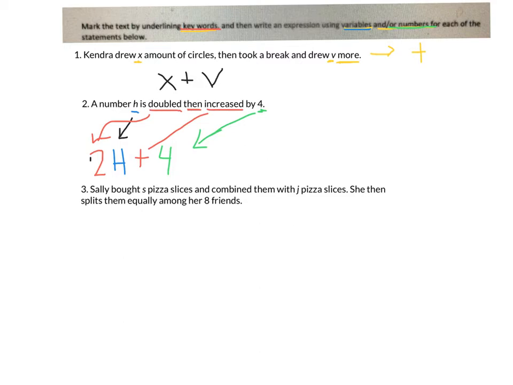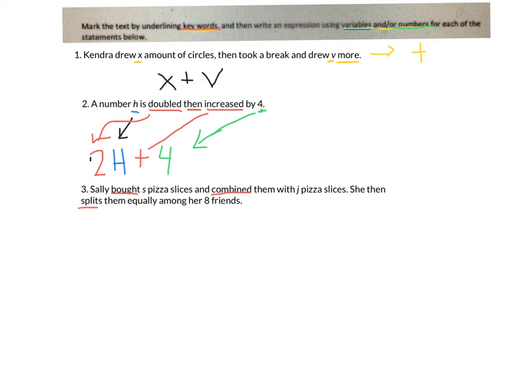So we'll start off with the keywords. So Sally bought S pizza slices. That means she has them. She bought them. She didn't sell them. She bought S pizza slices and combined them with J pizza slices. Okay, then she splits them equally among her 8 friends.